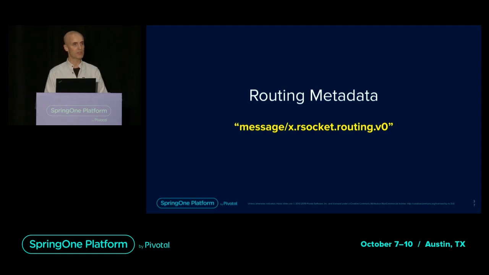So for example, there is one RSocket extension that defines a routing metadata, and you can see that there is a MIME type for that. And that tells us where the message is going, which could be a simple mapping for the server side or for the responder side, or in the case of Spring Cloud Gateway, maybe it's not from A to B, but there's some routing in the middle, there might be some more things in the routes.